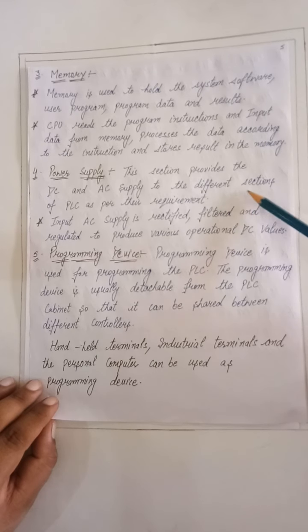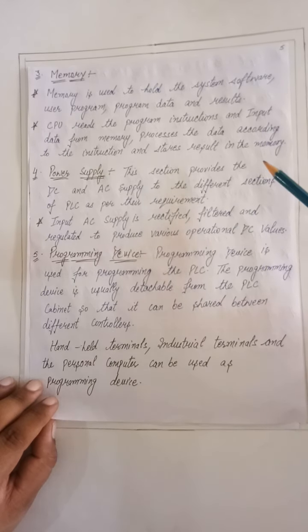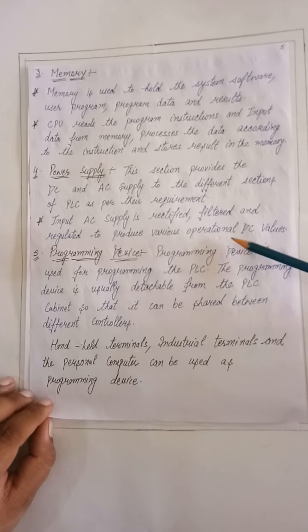This section provides the DC and AC supply to the different sections of PLC as per their requirement. Input AC supply is rectified, filtered, and regulated to provide the various operational DC values. And the last block is the programming device.